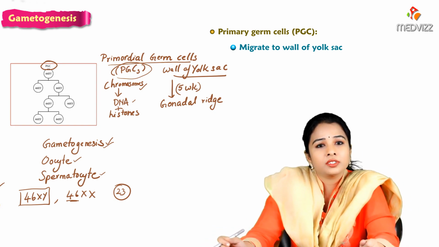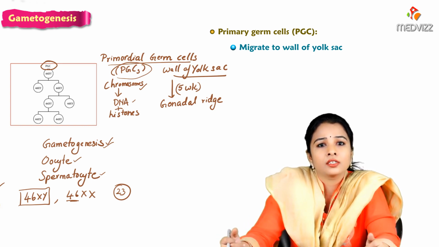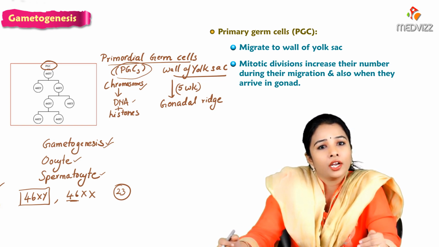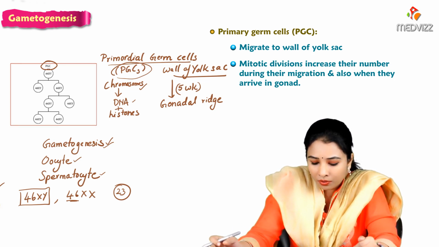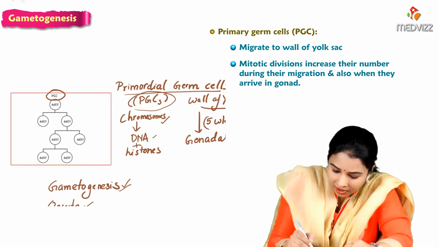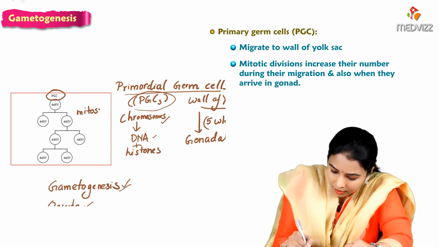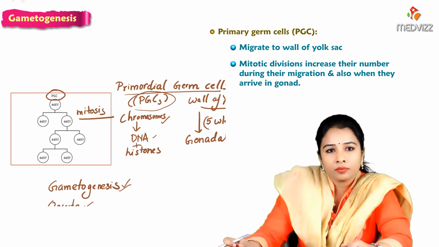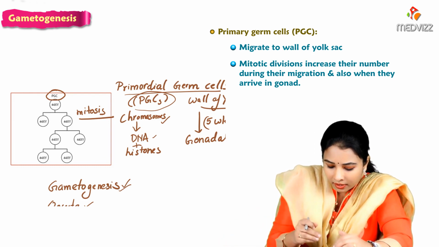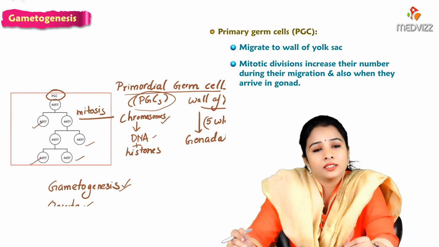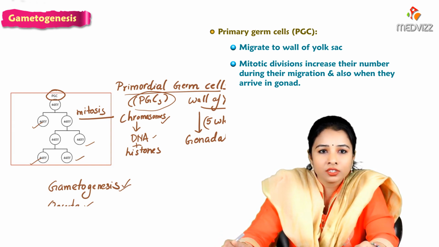These primordial germ cells are very actively dividing cells. Mitotic divisions increase their number during their migration and also when they arrive in the gonad. You can see they divide through mitosis, and their numbers keep on increasing as they travel from the yolk sac to the gonadal ridge, or the genital ridge.